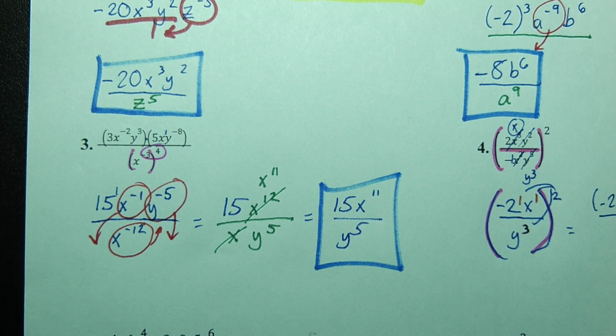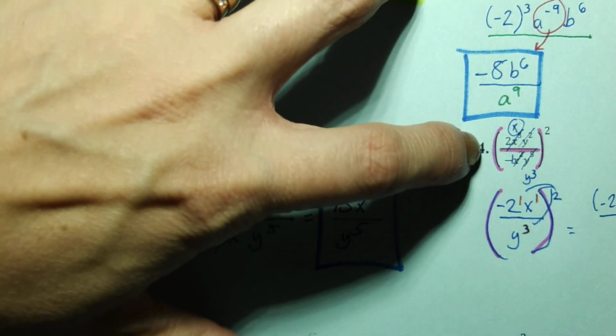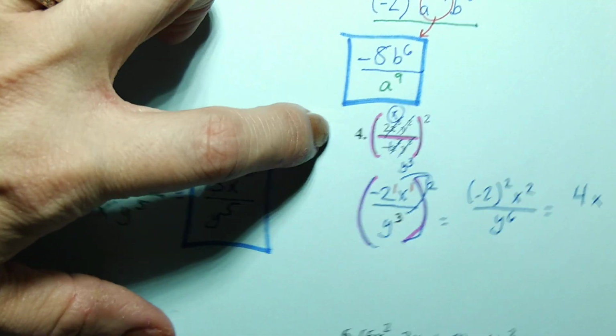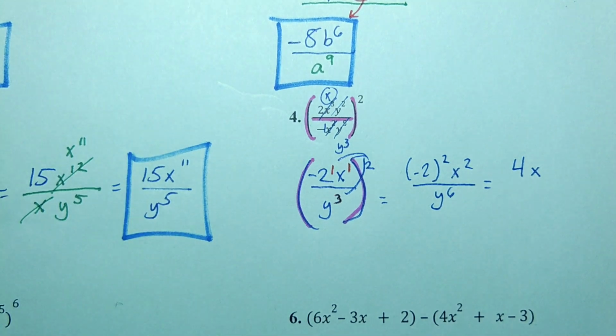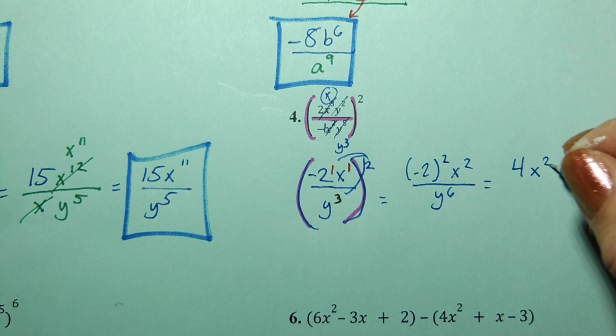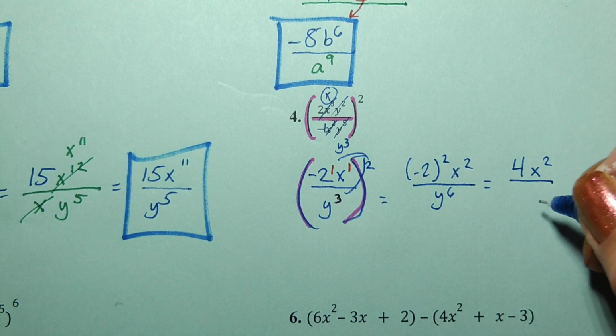How did the 2 become negative? Because of this negative on the bottom. I just took 2 divided by -1. You can leave the negative on the bottom. As we said yesterday, it doesn't matter where you float that negative, but that negative is going to end up getting squared and will turn into a positive. So 4x squared over y to the 6.